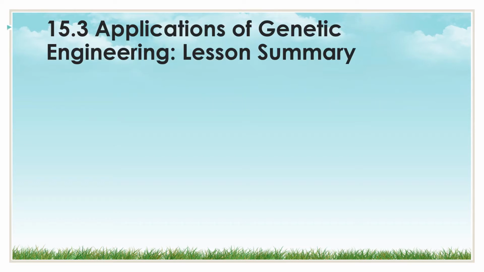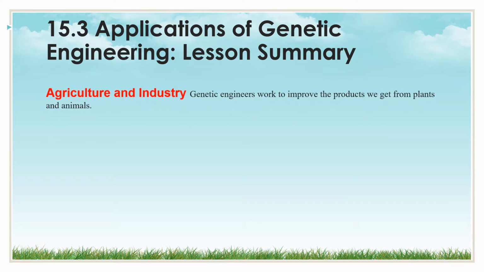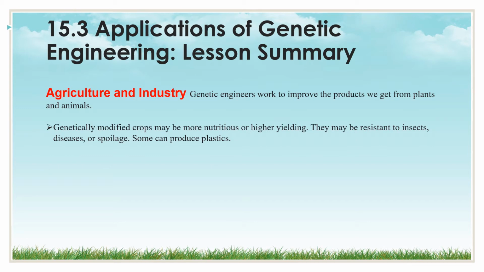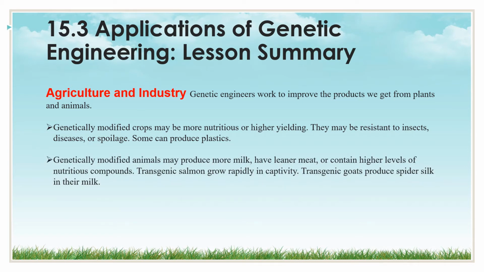So for lesson 3, the applications of genetic engineering. Genetic engineers work to improve the products we get from plants and animals. Genetically modified crops may be more nutritious or higher yielding. So that means they may be resistant to insects, disease, or spoilage, and some can produce plastics. Genetically modified animals may produce more milk, have leaner meat, or contain higher levels of nutritious compounds. So transgenic salmon grow rapidly in captivity. Transgenic goats also may produce spider silk in their milk.